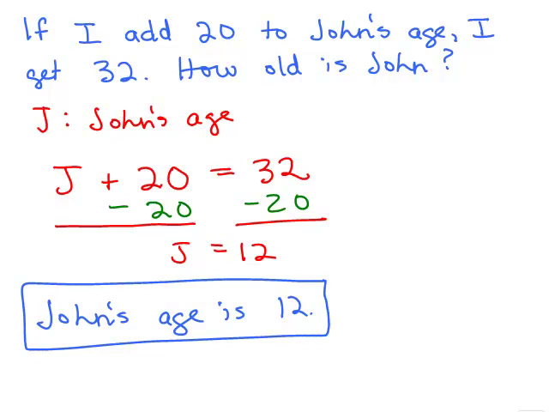Now we can check it, which is a good idea. This one's pretty simple to check. It says if I add 20 to John's age. All right, so we're going to start with John's age, which we think is 12, and we're going to add 20. And we get 32. And it says that when I add 20, I should get 32. So that's how you check it. You don't go back to the equation because maybe you wrote the wrong equation. You go back up to the words of the problem and do some sort of check to make sure it all makes sense.